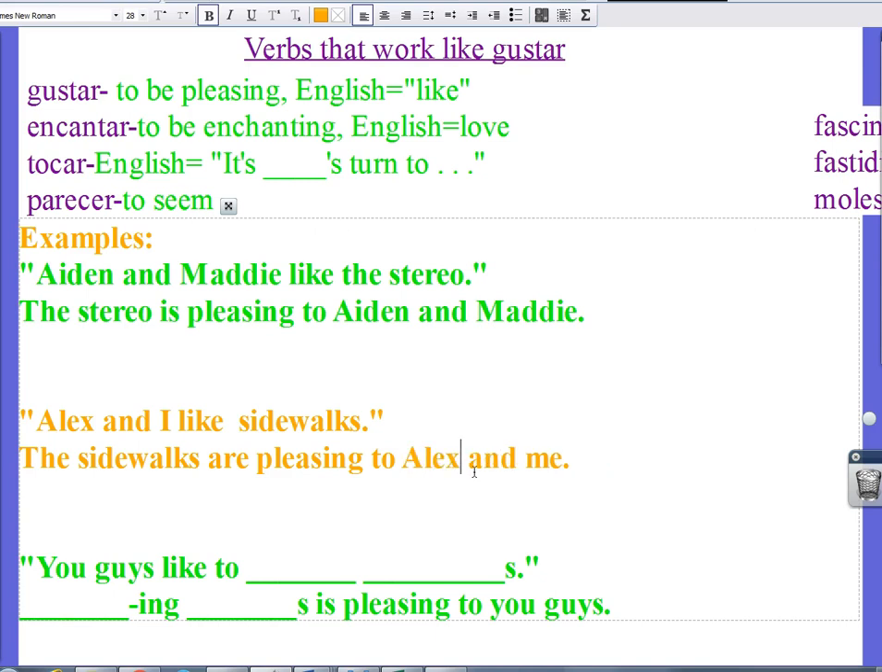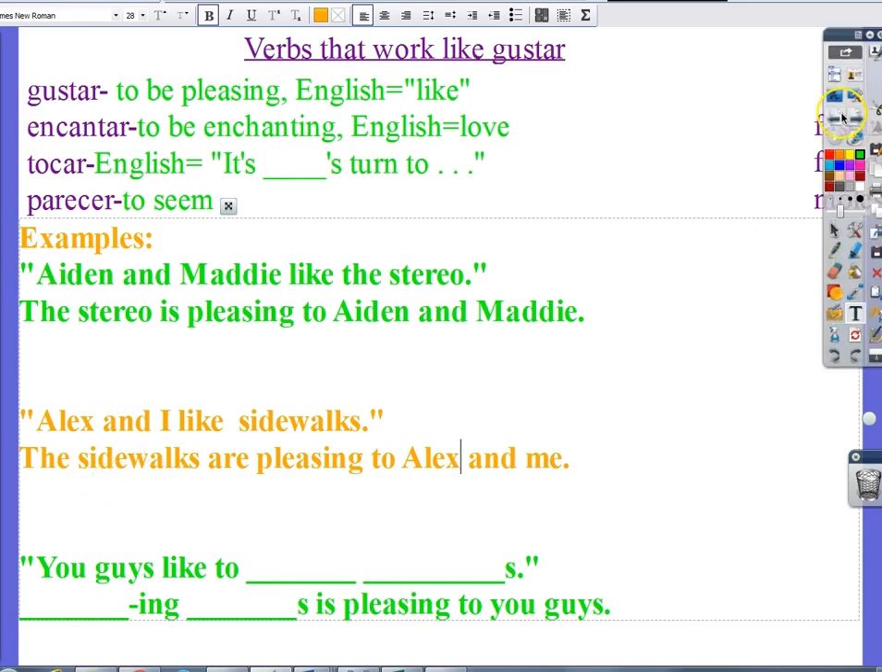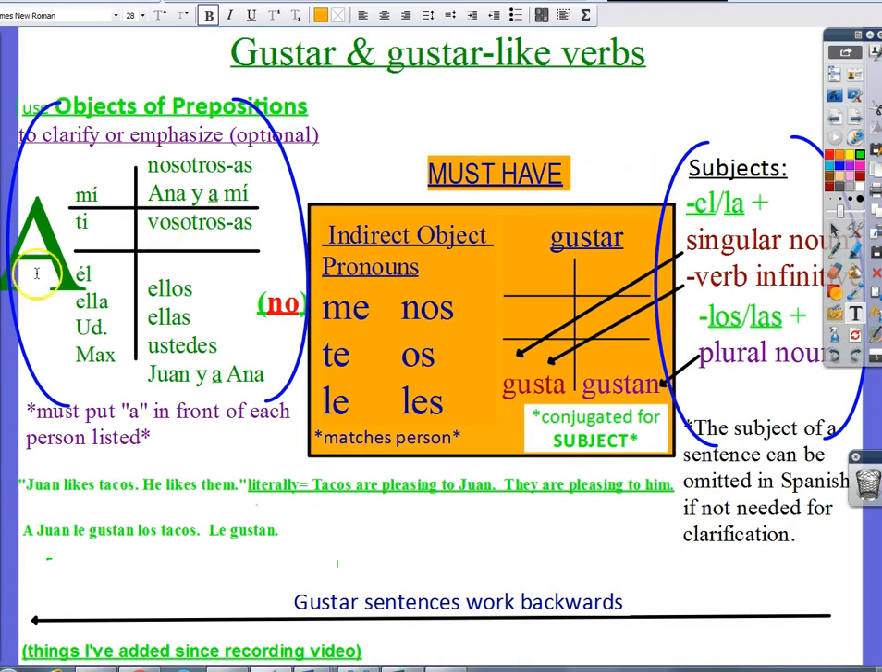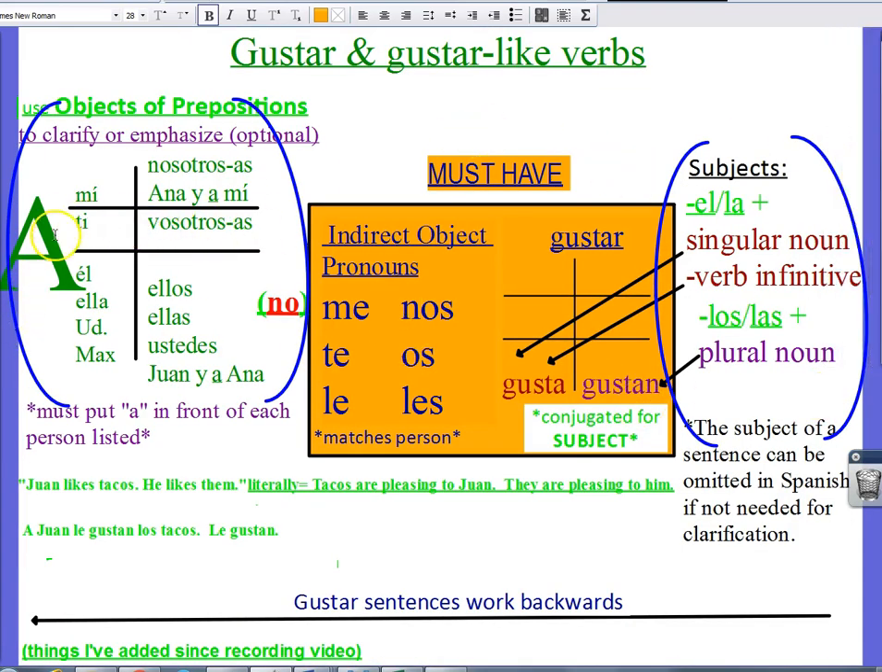And you might say, Profe, isn't it Alex and I? Not in this case. And then go through your notes or go back in the video and ask yourself, how will I write that sentence? You can decide if you want to go left to right or right to left, but you're going to pick out something. You need an IOP that matches the person. You need to decide gusta or gustan based on your subject of sidewalks.